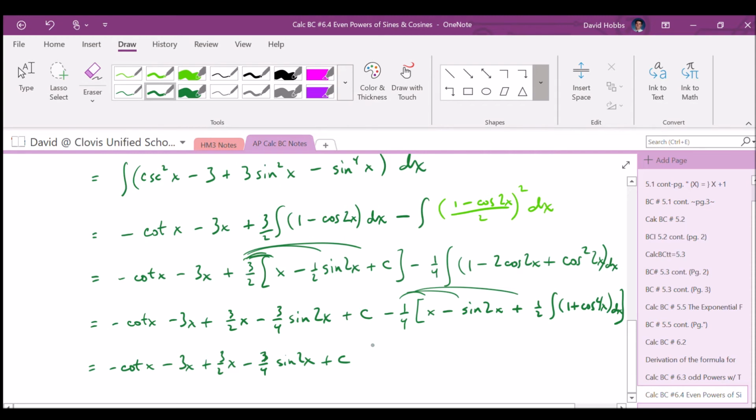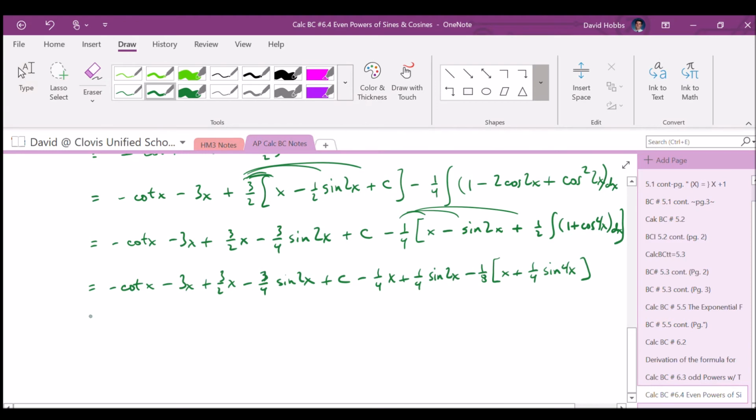plus c minus 1/4 x plus 1/4 sine 2x minus 1/8 times, okay, so I would be getting x, and I would also be getting plus 1/4 sine 4x, and we don't need a plus c because we already did the plus c. If you didn't do the plus c earlier, make sure you remember to do the plus c here at the end.